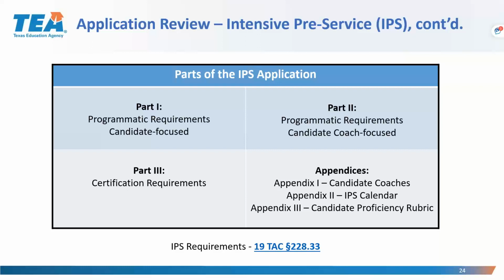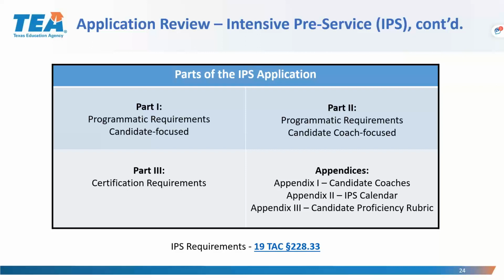There are 3 parts to the IPS application. Part 1 requires the program to identify program requirements for candidates. Part 2 requires the program to identify program requirements for the candidate coach. And Part 3 requires the program to submit information regarding certification requirements. There are 3 appendices for this application. The program is required to submit candidate coach information, an IPS calendar that details when and how the IPS requirements will be met, and a candidate proficiency rubric when applying for the intensive pre-service.